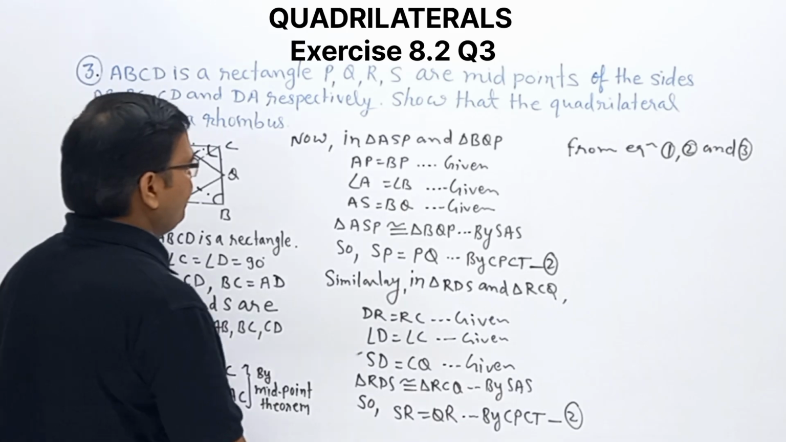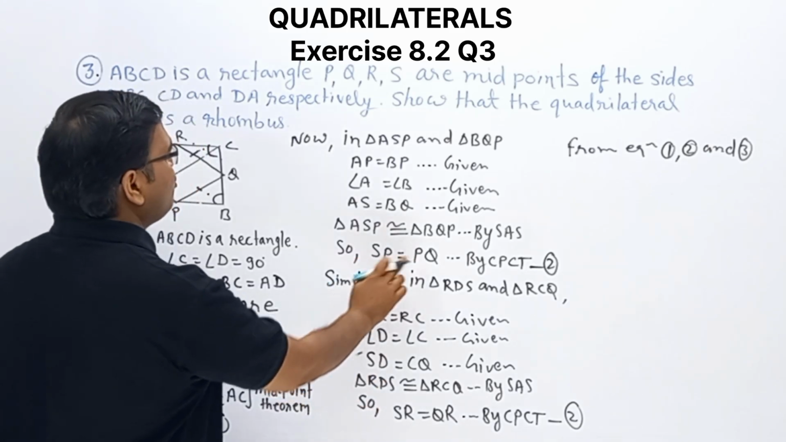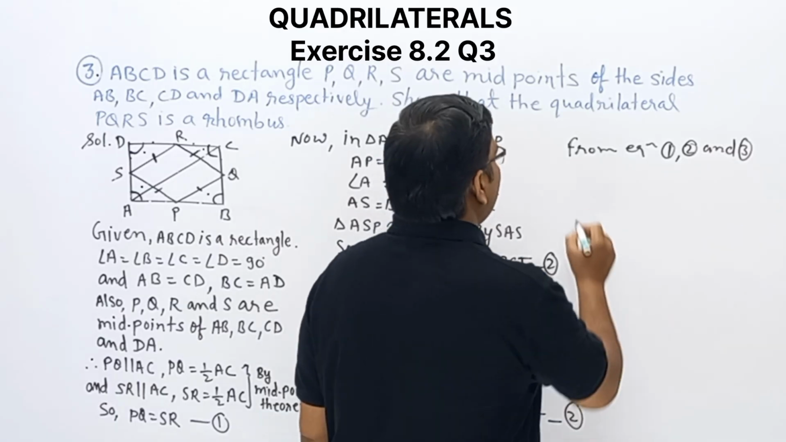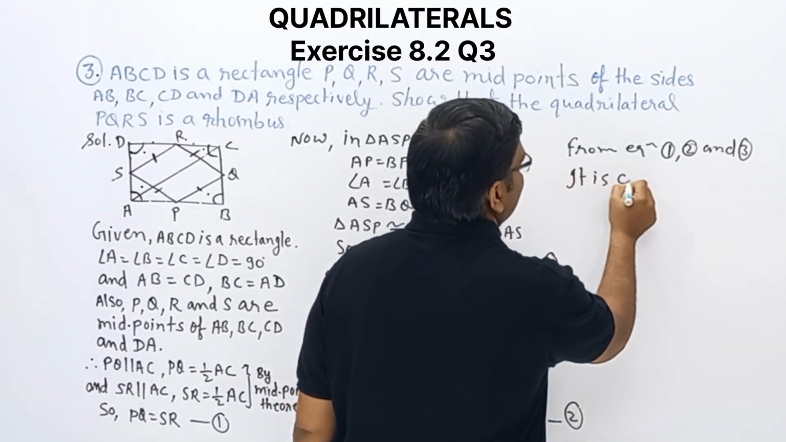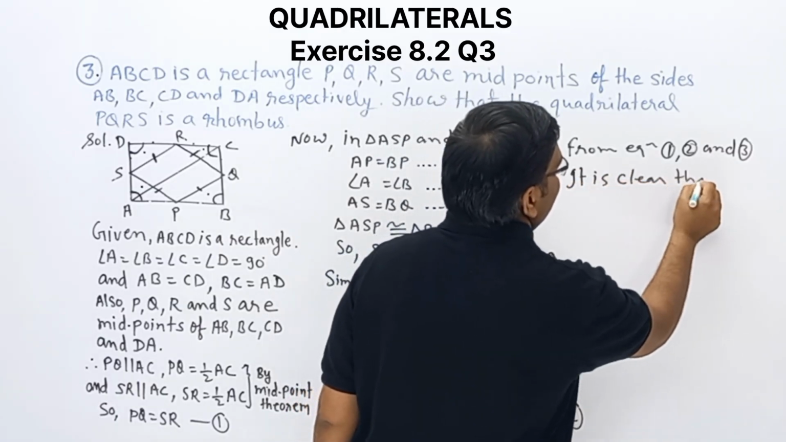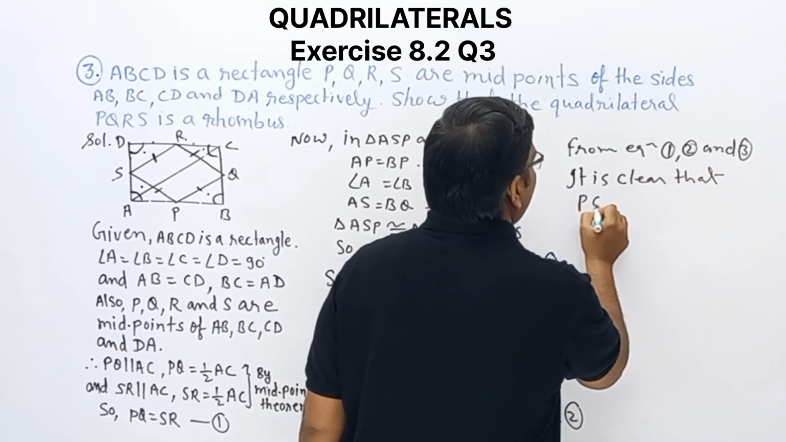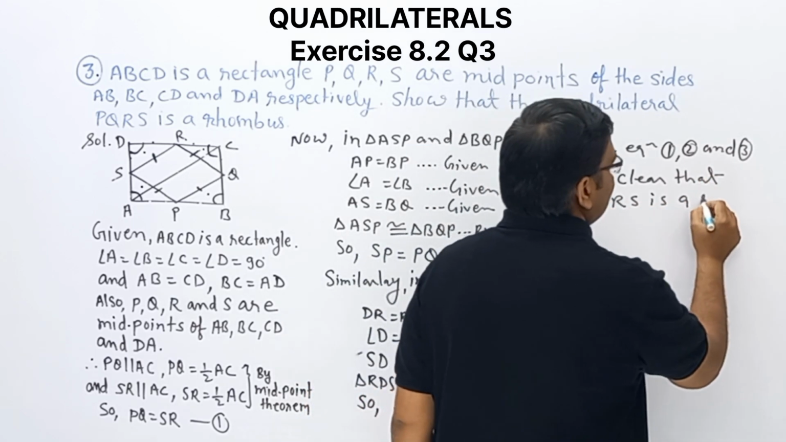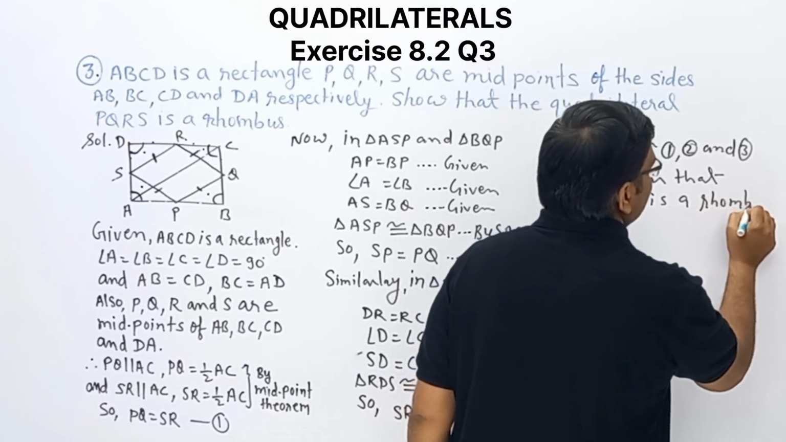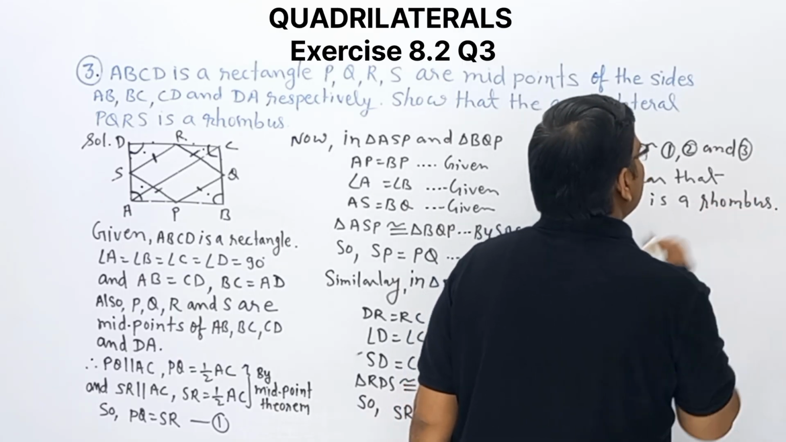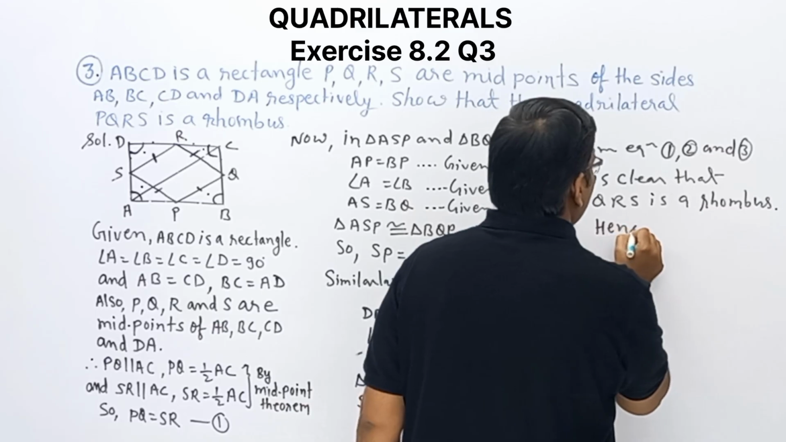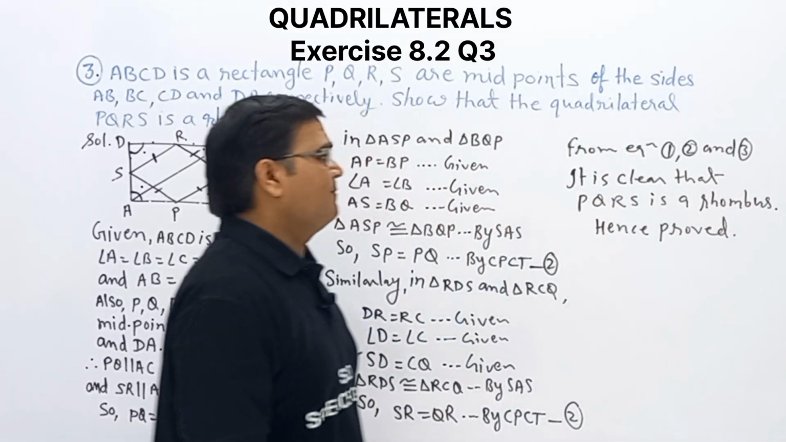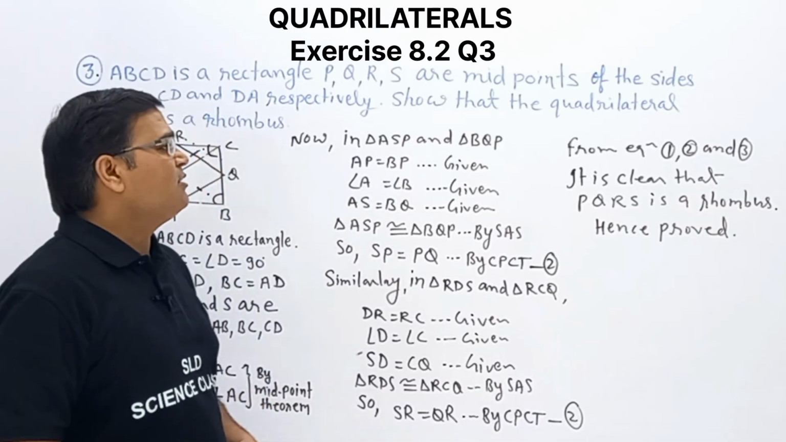And another thing, SP equals PQ. From equations 1, 2 and 3, it is clear that PQRS is a rhombus. PQRS is a rhombus, hence proved. We proved this thing. Observe again what we are doing in this question.